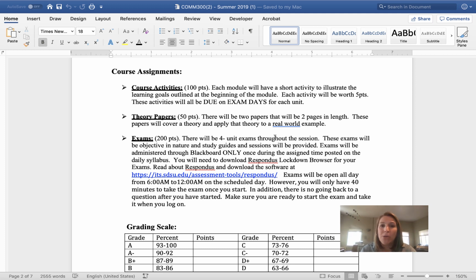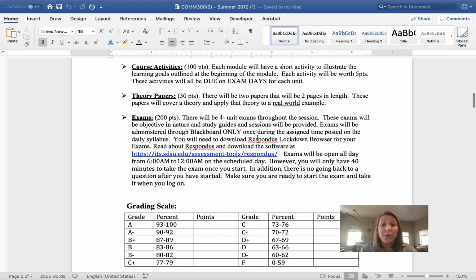There are 2 papers. Have to make sure you know how to write. These are shorter papers. They will be in APA format, 2-page papers. They will cover a theory and ask you to apply that theory to a real-world example. Those papers are posted, so you can read the prompts on those papers if you want to know more of the specifics. And then there will be 4 unit exams throughout the session.